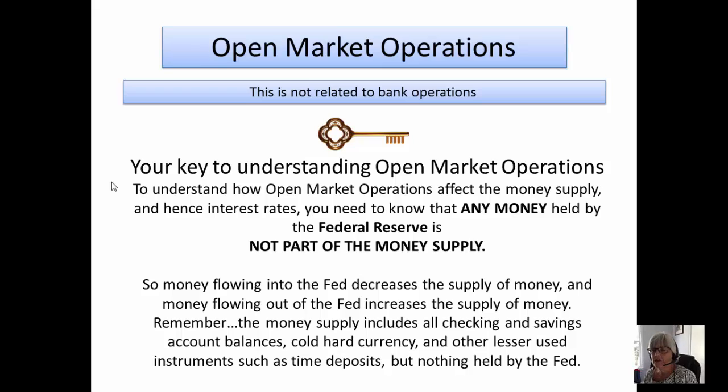Open market operations. First, to understand open market operations and how it affects the money supply, you must remember this. Any money held by the Federal Reserve Bank is not part of the money supply. Money in checking accounts, savings accounts, CDs, and currency make up the money supply, money that's available for transactions in the economy. Money on deposit at the Federal Reserve Bank, on the other hand, is not available for transactions in the greater economy.